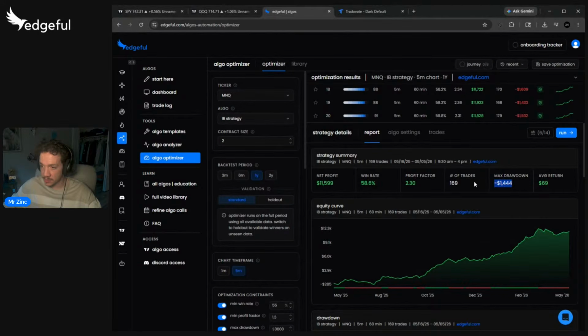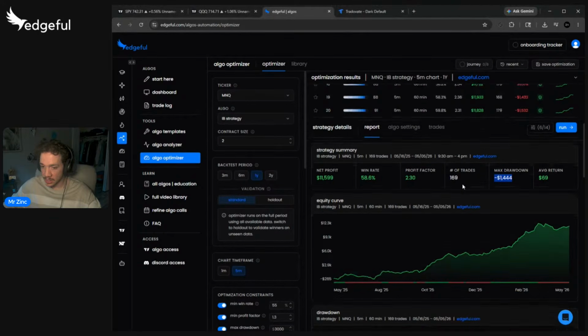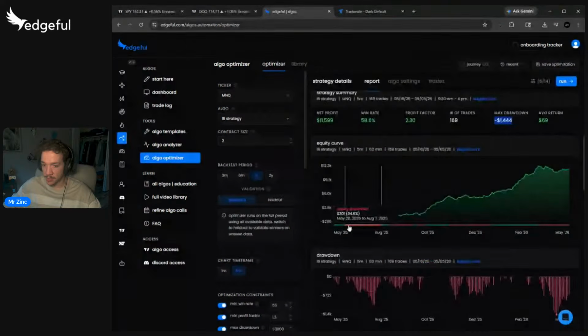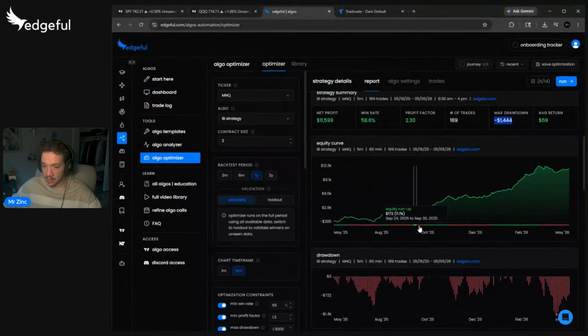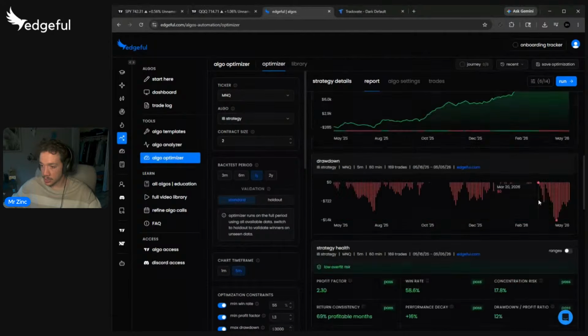Max drawdown was $1,400. And that period was, let's see, most recently actually. So your max drawdown was from March 20th of this year to April 10th, $1,443 was your drawdown.